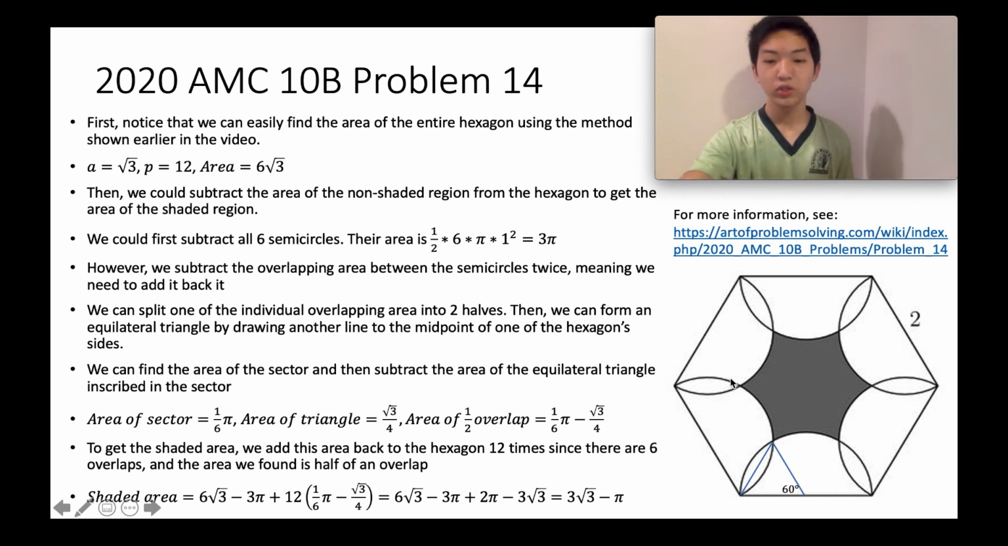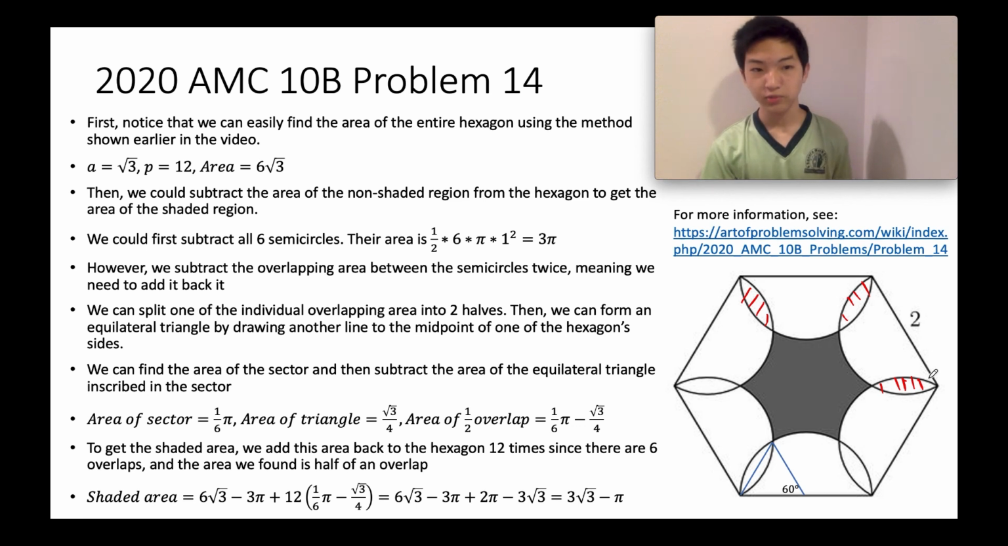However, we also subtracted the overlapping area between the semicircles twice. In case you don't know which area I'm talking about, it's this right here. It's all of these. Well, that means that we need to add it back, because if we subtract twice, then we've over-subtracted it. Well, how would we find the area of each of those overlapping areas?